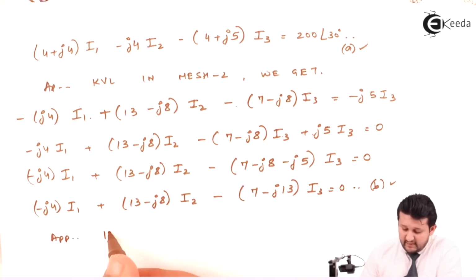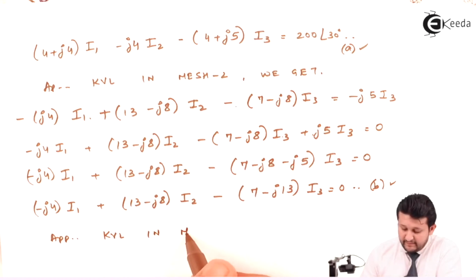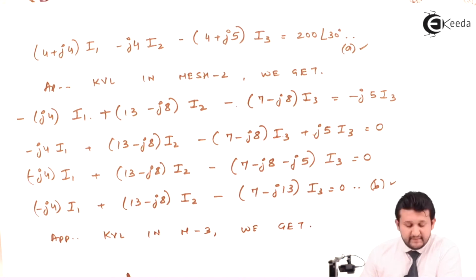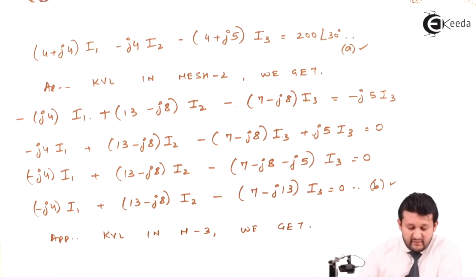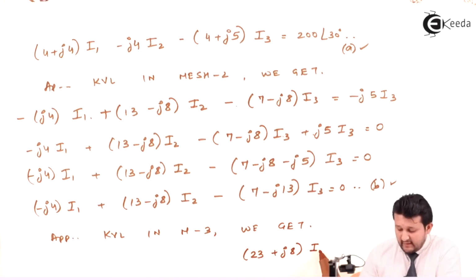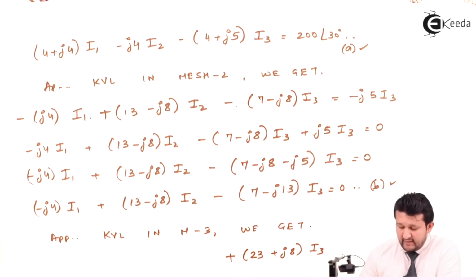Applying KVL in mesh 3, we get. In mesh 3, you have 5 components. So if you need to add the resistance, that is 4 plus 7, it will be 11. 11 plus 12, again you need to add them, you'll be getting 23. So you have 23 resistance and you have plus j16 and minus j8, so it will be plus j8 I3. Since it is mesh 3, I3 will be positive.